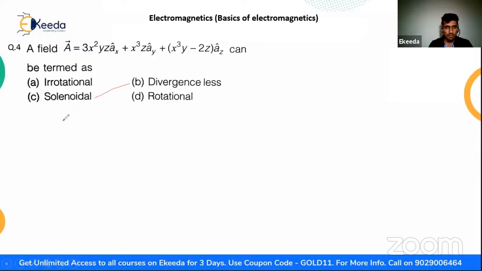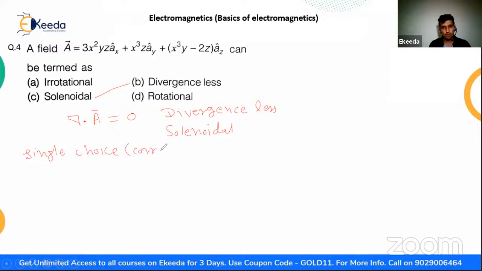Why? Because whenever the divergence, that is del dot of the vector, is zero, then it is known as divergence-less, and this is also known as solenoidal nature. So if the question is single correct, then both cannot be correct. Then B and C cannot be the answer because they are both the same.